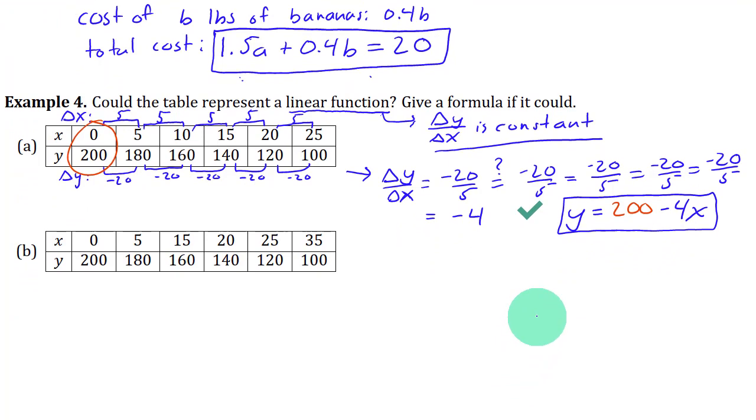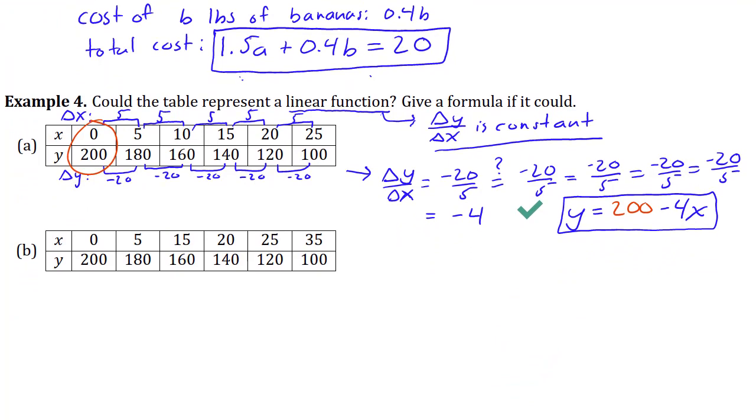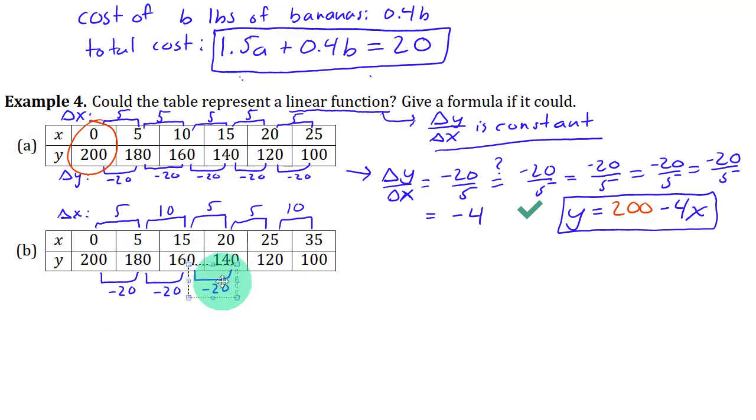Okay, so let's go over B here. I'm going to do the same thing. I'm going to get the change in y between each of these points, and the change in x. Here the change in x is 5. When you go from 5 to 15, that is 10. So that's a different change in x there. Here the change in x is 5. Here it's 5 again, and here it's 10. Okay, so then here the change in y is negative 20, and actually it looks like it's going to be negative 20 everywhere.